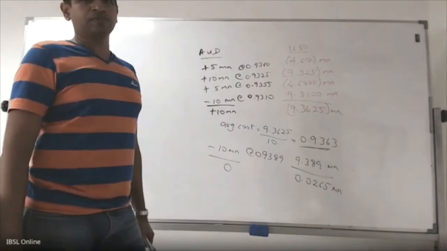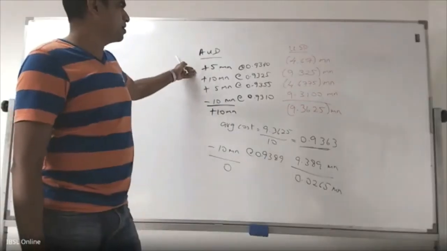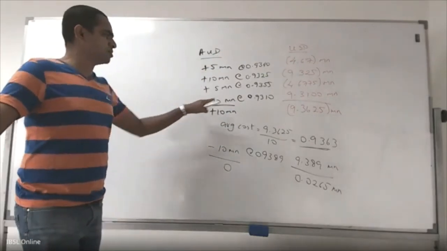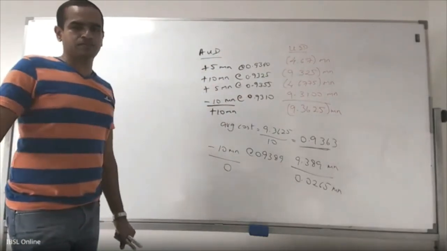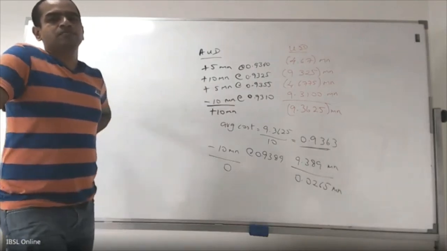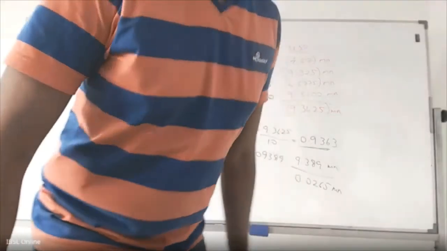Understood? Same thing. When you buy Aussie dollars, your US dollars go out. And when you sell Aussie dollars, your US dollars come in. Same principle. Understood. Thank you, sir. Okay. Any more clarifications?